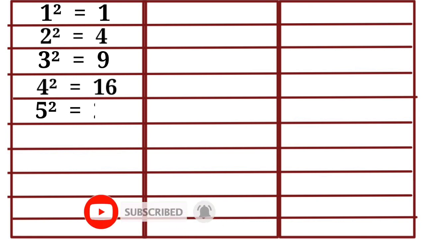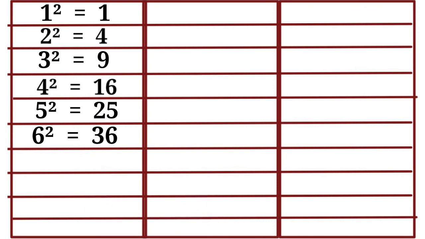5 square is equal to 25. 6 square is equal to 36. 7 square is equal to 49. 8 square is equal to 64.